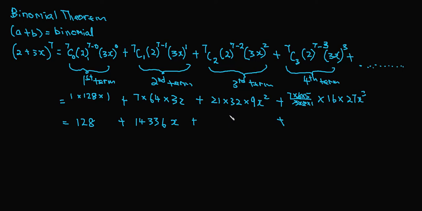Okay, now we're going to key in 21 times 32 times 9. So the third term, which is this term, gives you 6048 x squared.